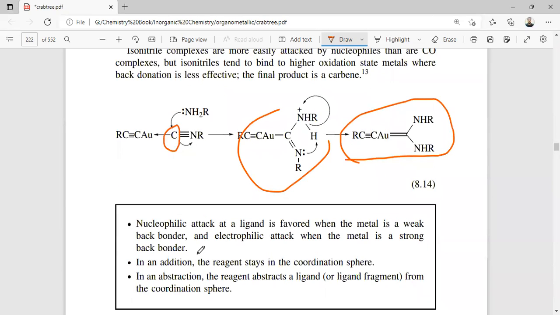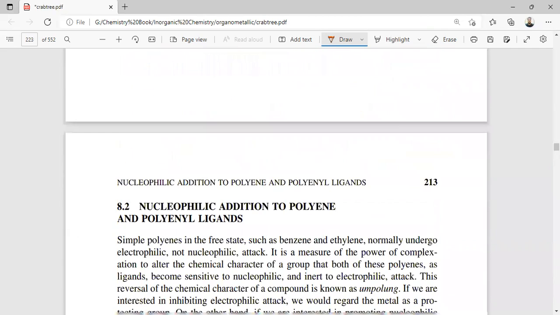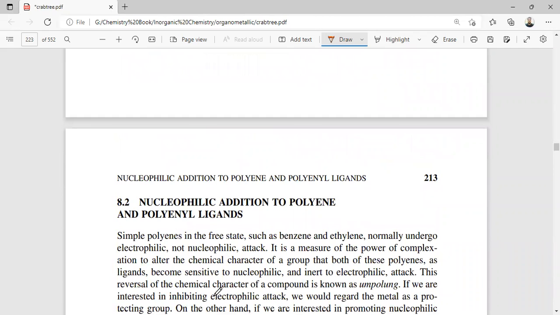In summary, nucleophilic attack at the ligand is favored when the metal is a weak back bonder, and electrophilic attack is favored when it is a strong back bonder. In an addition, the reagent stays in the coordination sphere. In an abstraction, the reagent abstracts a ligand or a ligand fragment from the coordination sphere. Next, I will discuss nucleophilic addition to polyene or polyenyl ligands.